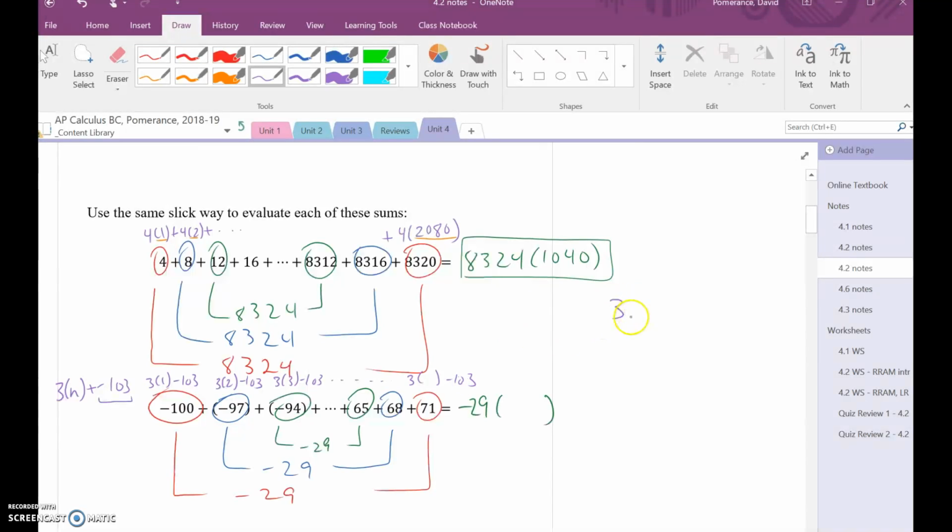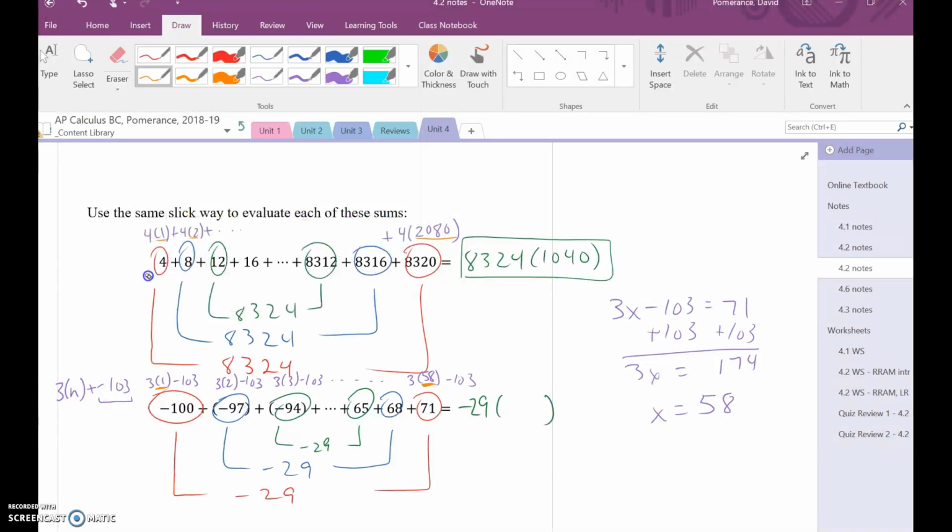3 times some mystery number minus 103 equals 71. So if we solve for that mystery number, we'll get, give me a second here, some basic algebra here. 3 goes into 17 5 times with a remainder of 2. 3 goes into 24 8 times. So we've got 58. So that tells us that we started off with 1. We got all the way up to 58. That means we have 58 terms here.